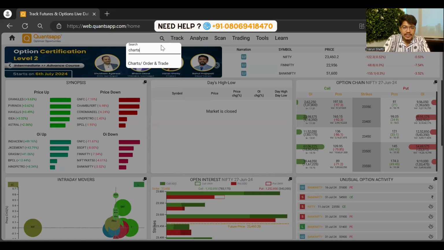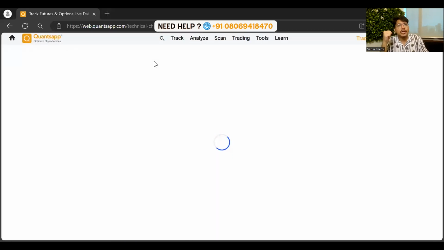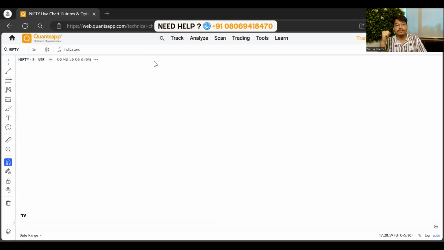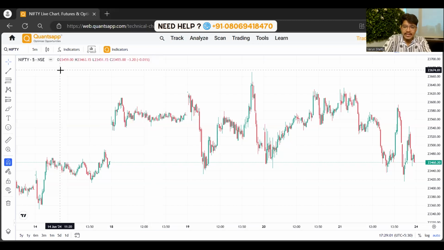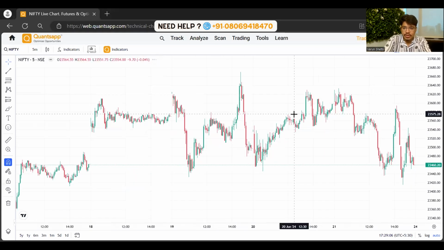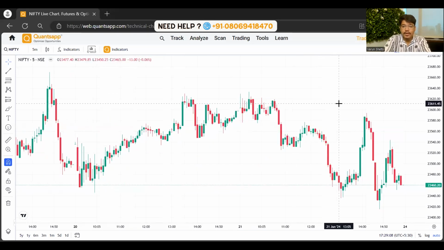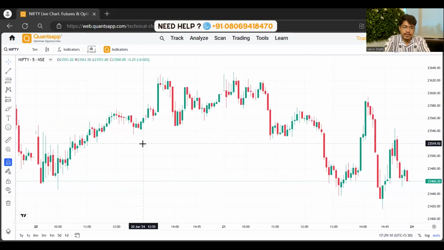I'll just open charts. You can search for charts. You can open charts, order and trade. This is the tool. Okay, let's say I add Nifty's 5-minute chart. Okay, this is a 5-minute chart of Nifty. What do you see?